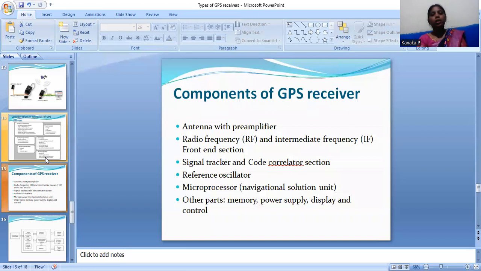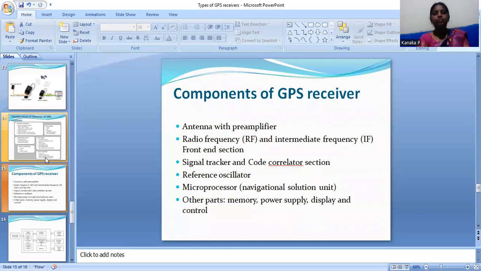So next one is components of GPS receivers. First one is antenna with the preamplifier. Next one is radio frequency. Next one is intermediate frequency, front end section. Next one is signal tracker and code correlator section, reference oscillator, microprocessor, navigational solution units, other parts, memory, power supply, display, and control. These are the components of GPS receivers.